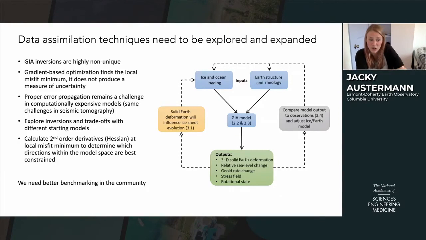I also would advocate for better benchmarking. People have done benchmarking for radially symmetric GIA models, and Wouter van der Waal has led some of those efforts. But I think the 3D GIA models have not been benchmarked, and I think they should be benchmarked, and it's boring work, but it's really important.